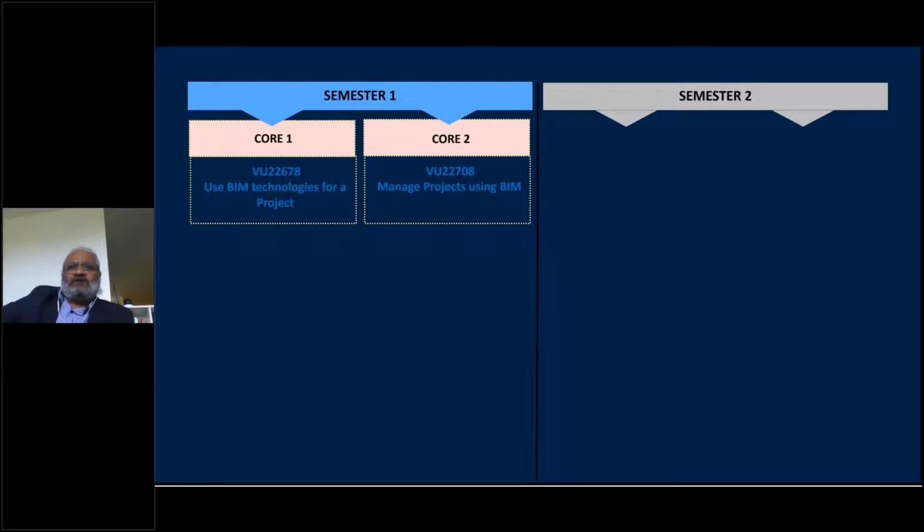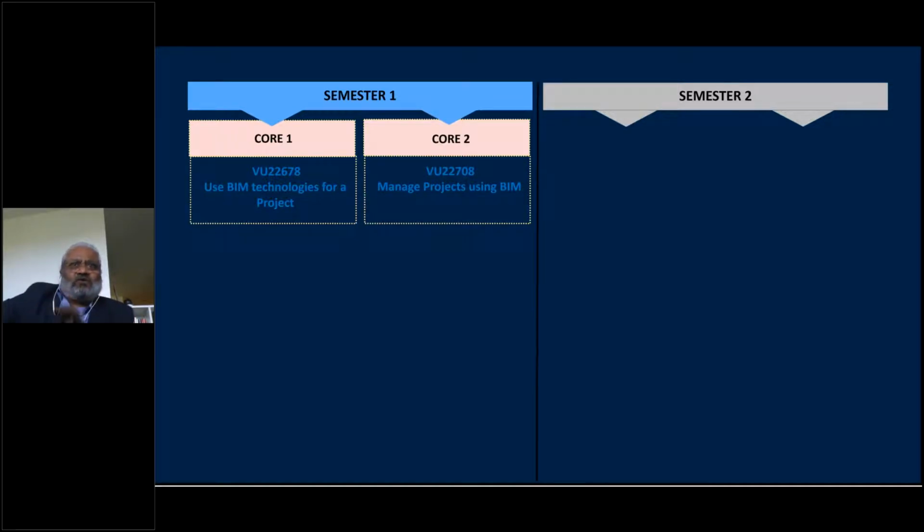The second core unit is managing projects using BIM, which is more of a theory plus practicals combined, where we talk about the BIM execution plan. How do we develop and prepare a BIM execution plan for a project? This is based on the client's information request, and the BIM execution plan covers the people who are going to collaborate on the project. How are they going to deliver the project? What collaboration mechanisms are they going to use? What kind of deliverables are going to be used? And that's what this subject unit covers.